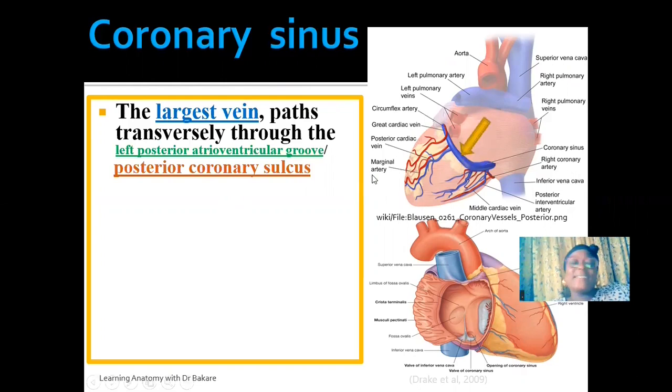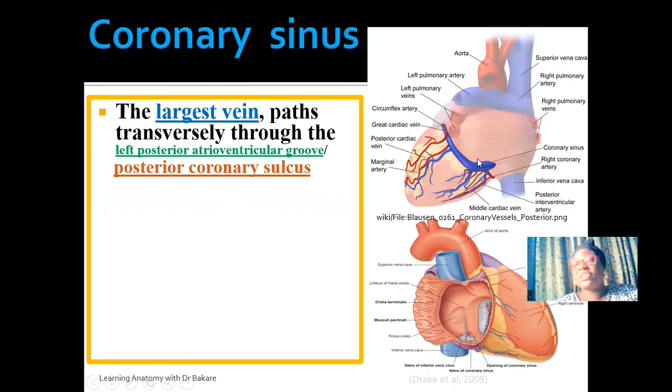The coronary sinus is seen to run transversely through the left posterior atrioventricular groove. So you see the coronary sinus at the posterior part of the heart. This is the posterior presentation of the heart. And this is where we have the coronary sinus. You can see that out of all the veins of the heart, the coronary sinus is what is seen to be the largest. And this is what is arrowed here in yellow.